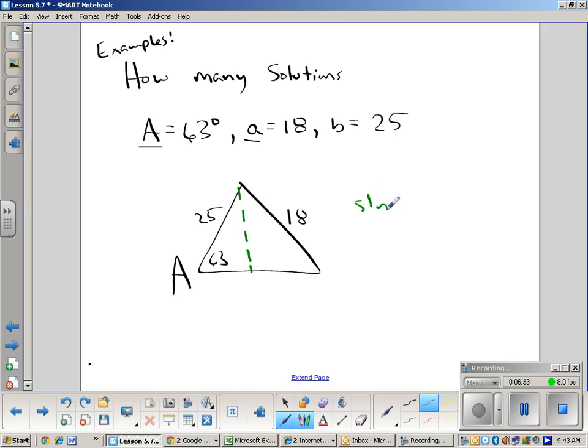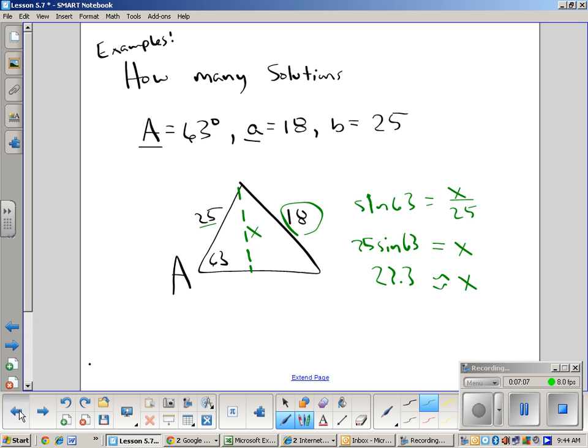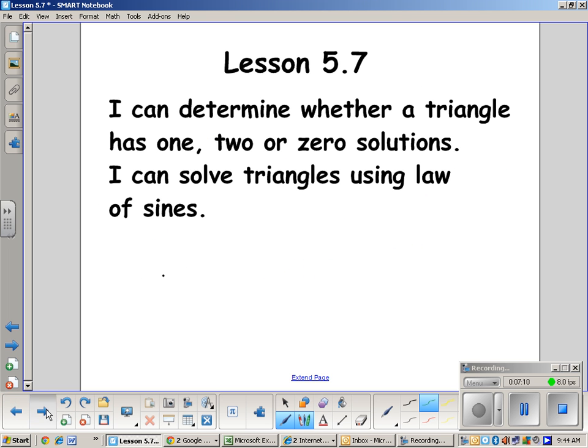So sine of 63 is equal to opposite x over hypotenuse 25. And so x is equal to 25 sine 63. And so we need to know about what that number is. 22.3. 22.3. So is it longer than that? Longer. And so if we go back, whoops, I went too far.